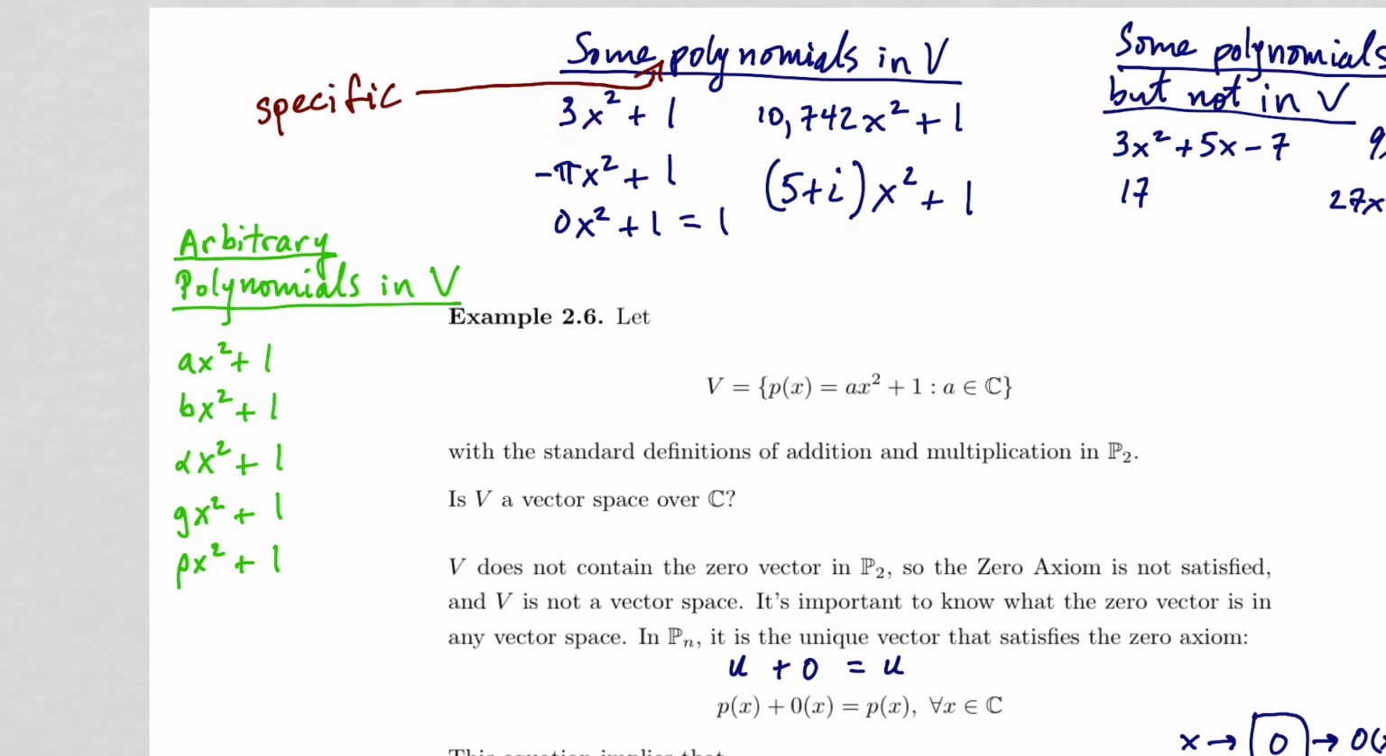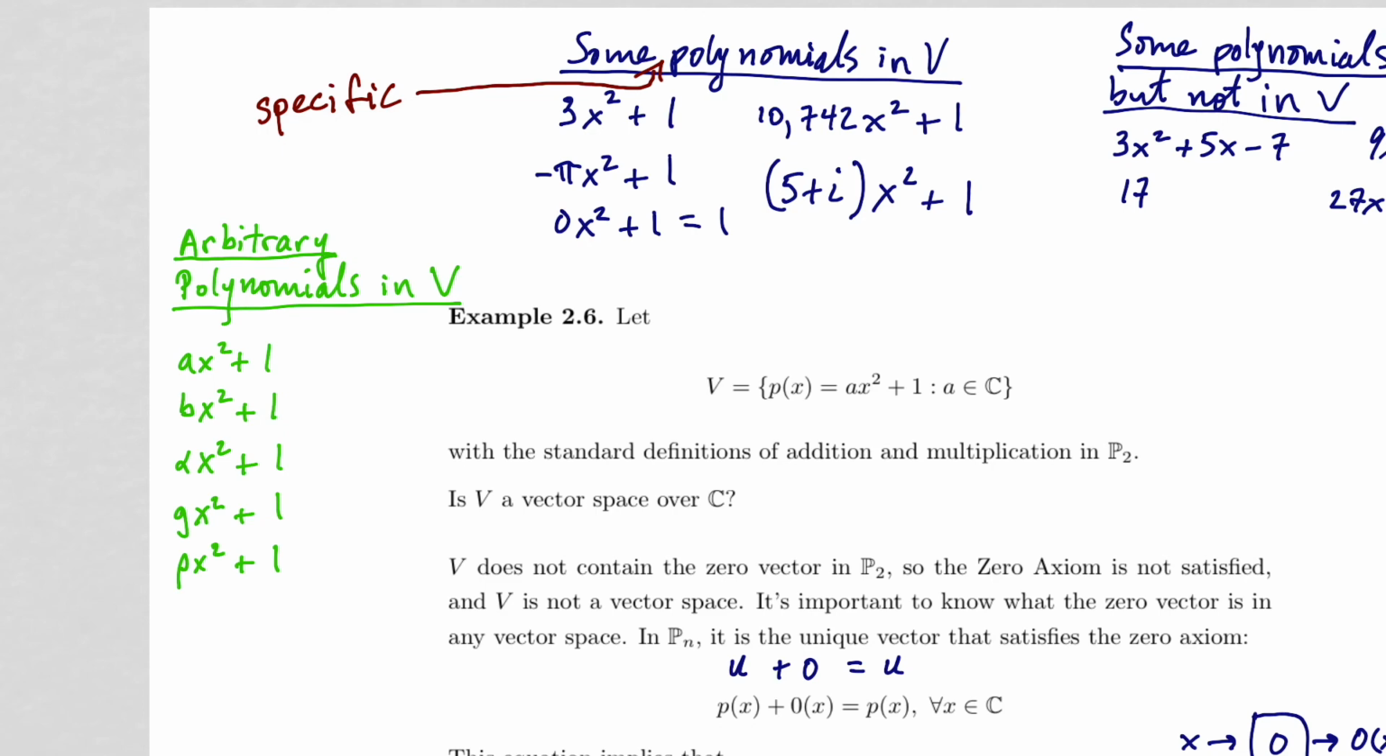So a here could be any complex number. It represents an arbitrary complex number. Same with b. Now a is a different letter than b, so we will not assume that a and b have to be the same complex number, but a could be any complex number, and b could also be any other complex number, and alpha could be some other complex number, but anything we want. And these are all arbitrary polynomials. The word arbitrary means non-specific, not a specific polynomial.